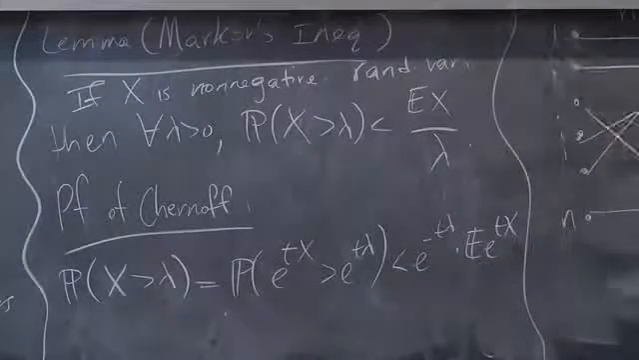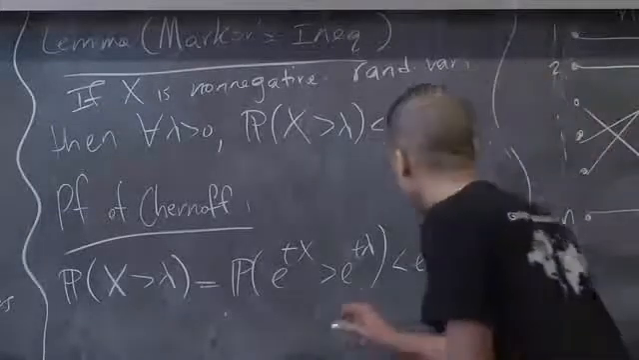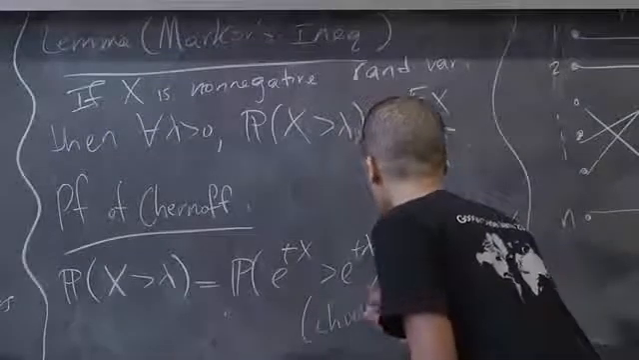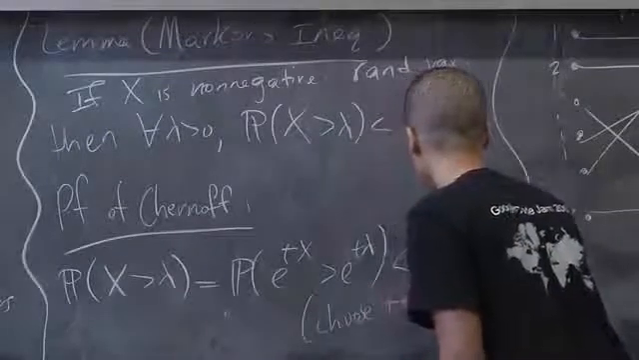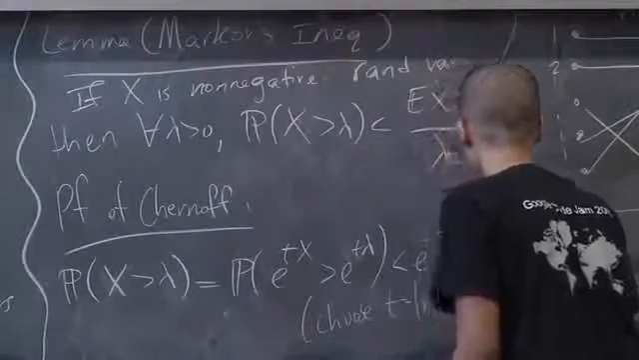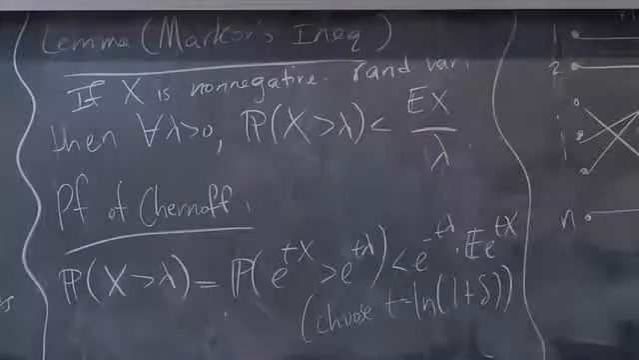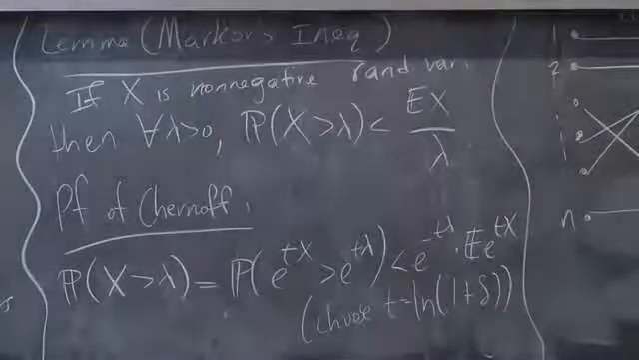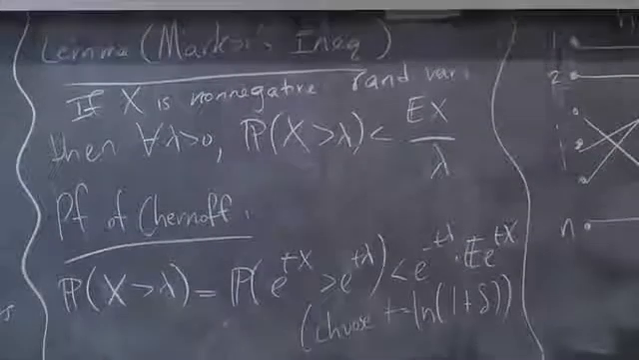And when you bound it, you get this. Oh, and you need to choose t. When you end up actually doing calculations, you'll choose t to be the natural log of 1 plus delta. I haven't justified that at all, but look up a proof on Wiki.